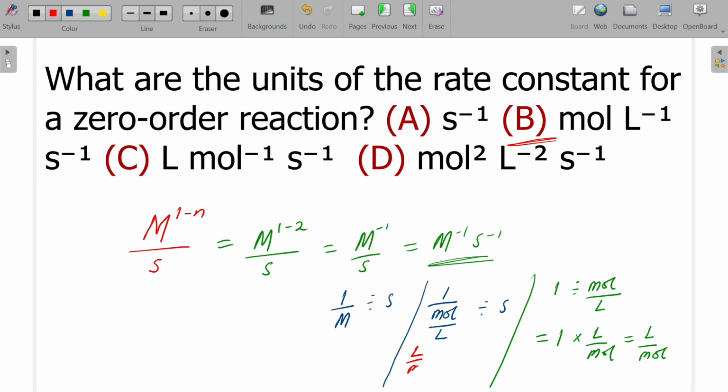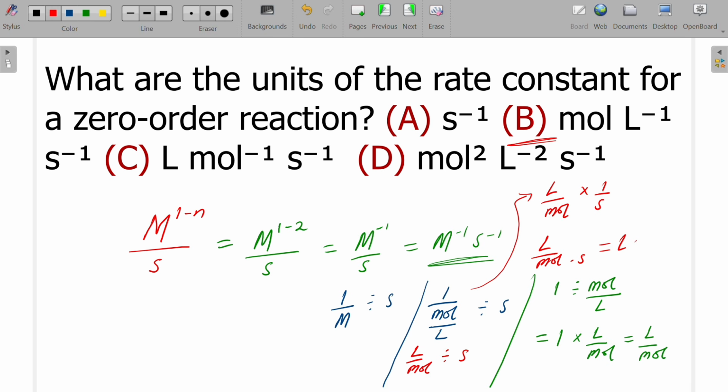Then that's what we are now bringing in here. We have liter per mole that is now divided by S. Let me just write that properly. Divided by S, like that. Now let's take this part on this side here. We have liter per mole multiplied by 1 over S, and this will give us liters over mole multiplied by S, like that.